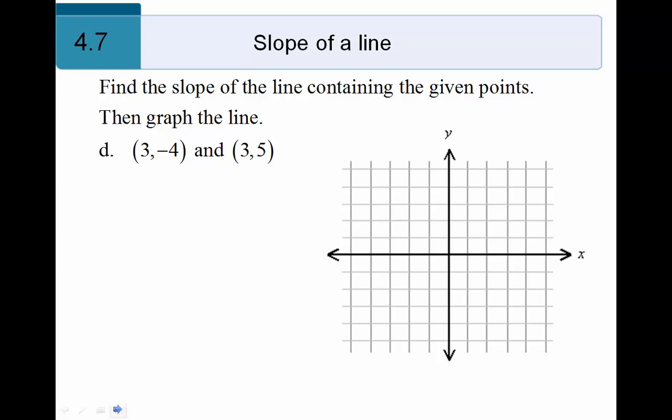Let's look at this next example. Let's plot these 2 points. My first point, right 3 down negative 4. My next point, right 3 up to 5. This creates a vertical line.